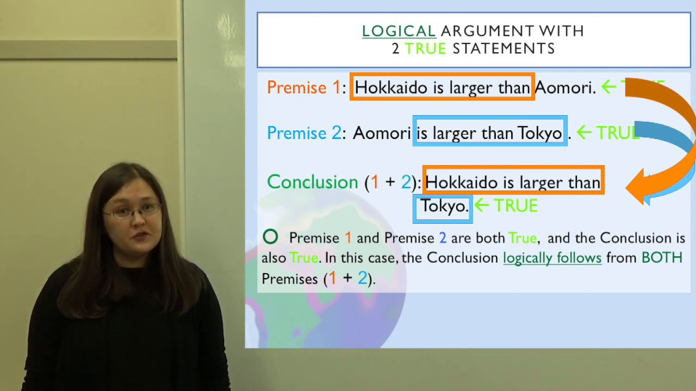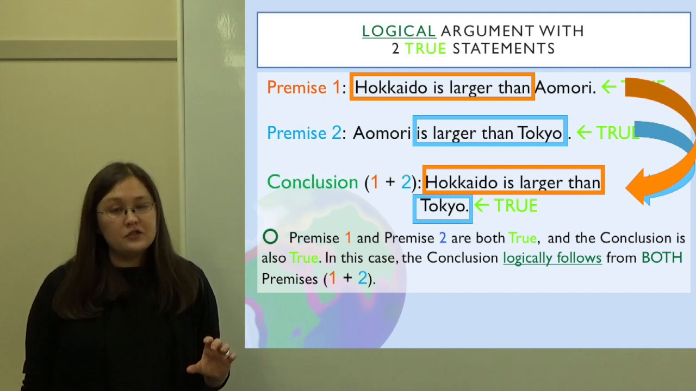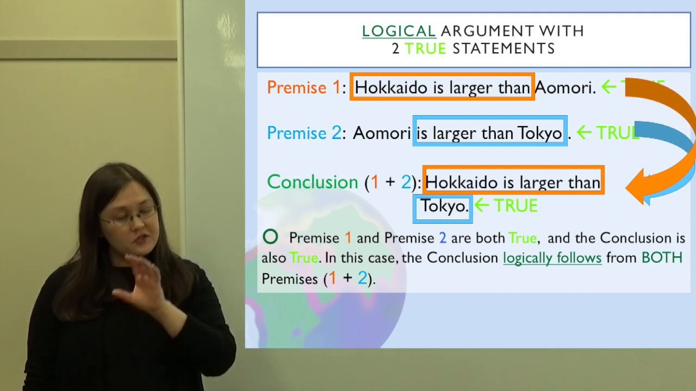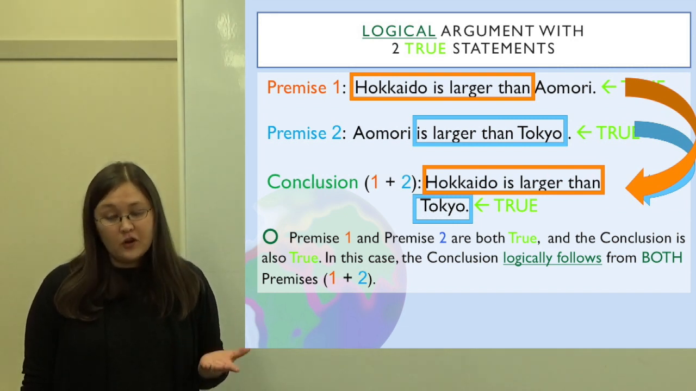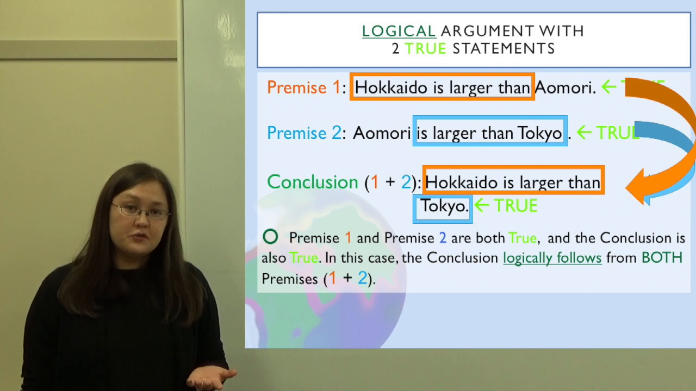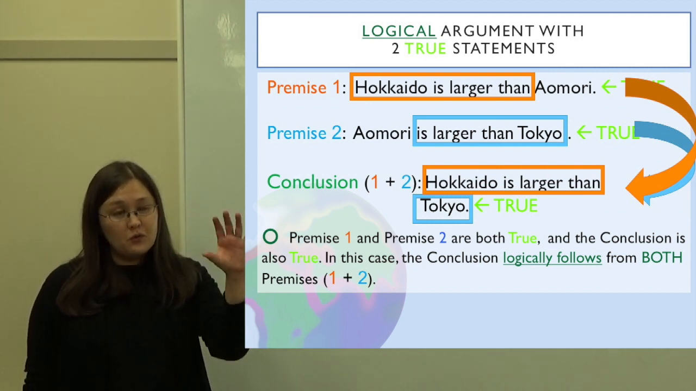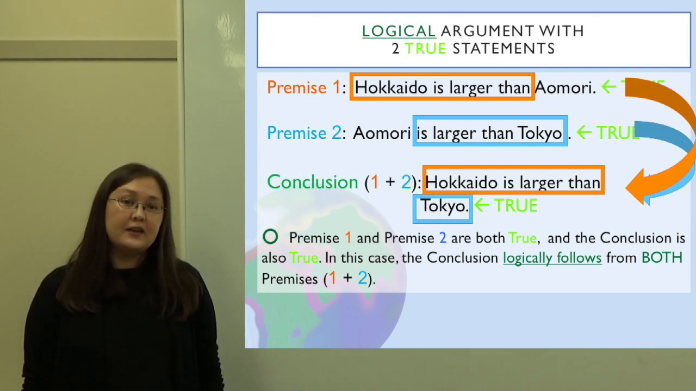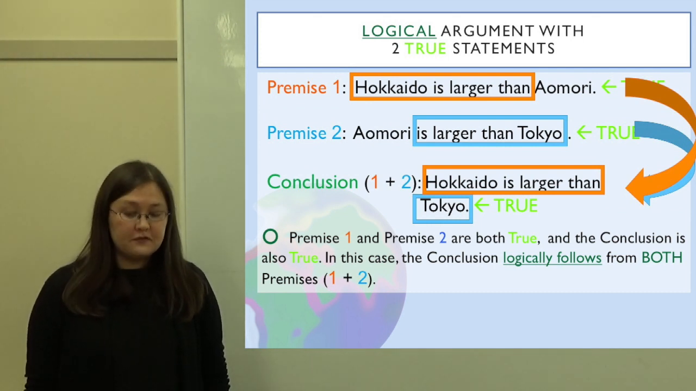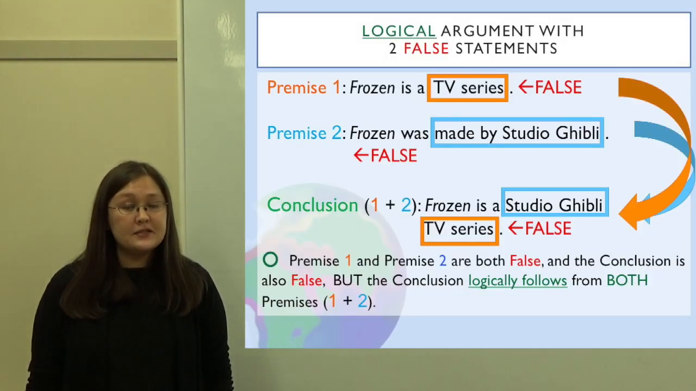Conclusion is 1 plus 2. If Hokkaido is larger than Aomori, the orange box goes into the conclusion. And the blue box also goes into the conclusion. Aomori is larger than Tokyo. Therefore, Hokkaido is larger than Tokyo. This is true in the real world. But the important point, more than being true, is that it is logical. Premise 1 into the conclusion, Premise 2 into the conclusion, and together we made a logical argument that follows the rules of logic. We can follow the rules of logic even when the statements are false.